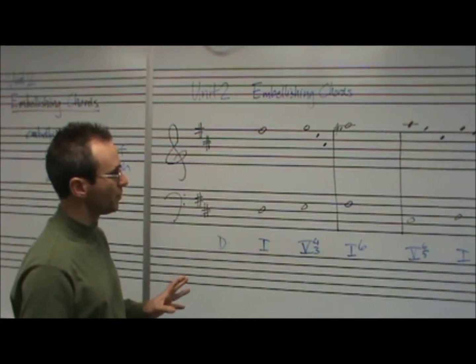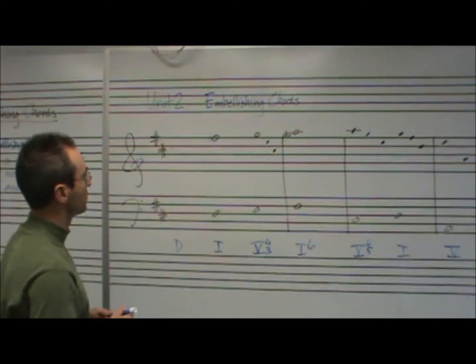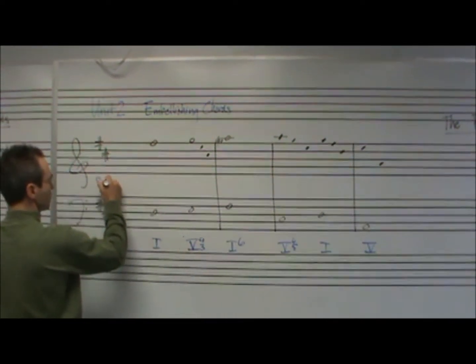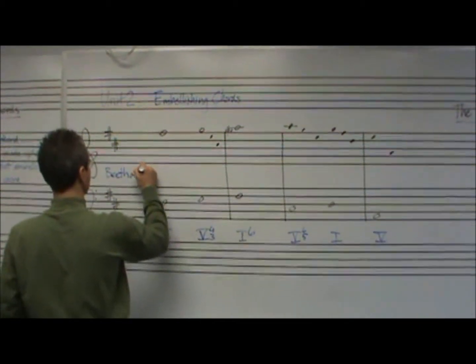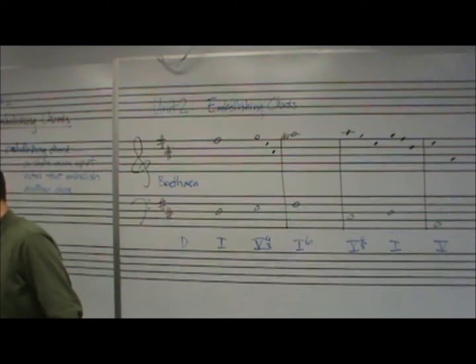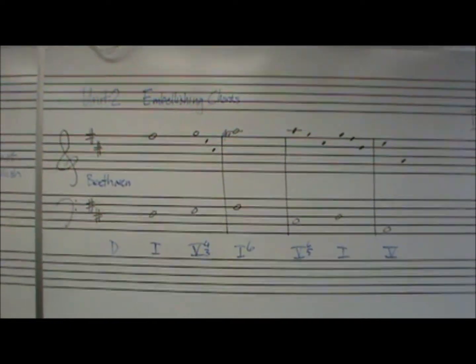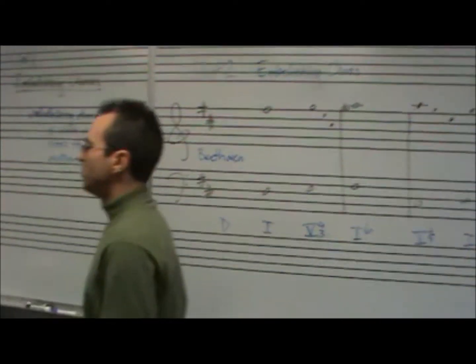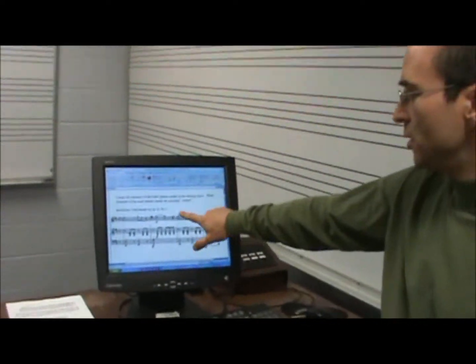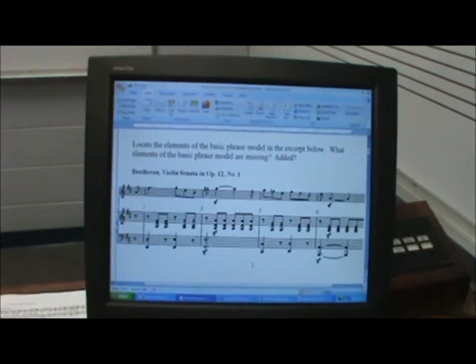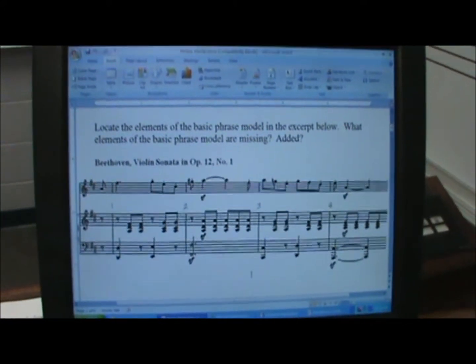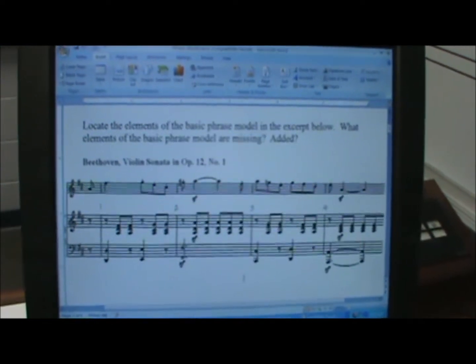So here's an example. This is from Beethoven. Actually, let me just show you the score that you want to be looking at. Beethoven Violin Sonata in D major. This is Opus 12, number 1. And you'll want to listen to this.